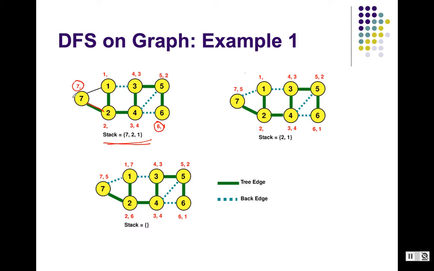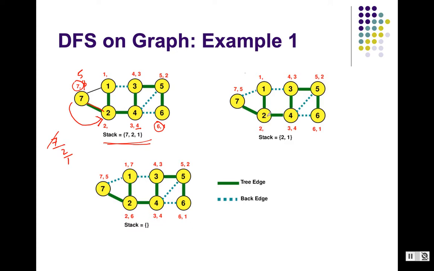From 7 we cannot go any deeper, so we will start the backtracking. This is our stack now, and we'll pop node 7. Our last finish time was 4, so for 7, when we pop the node, we store the finish time, which will be 5. Then we will go to node 2.